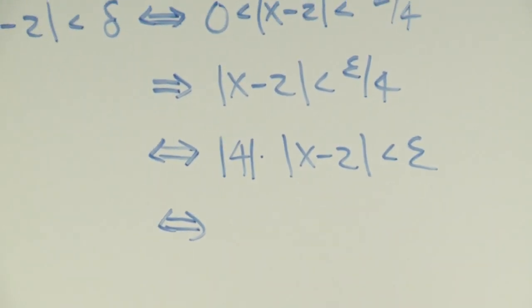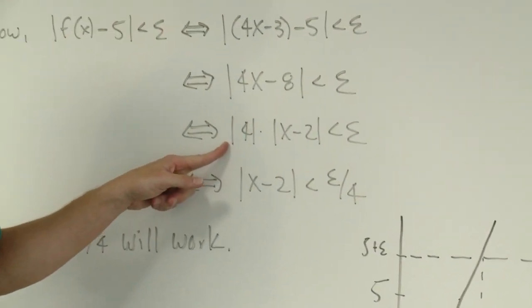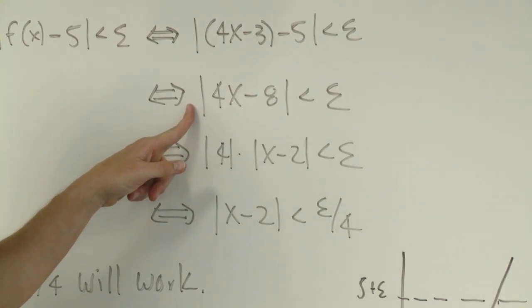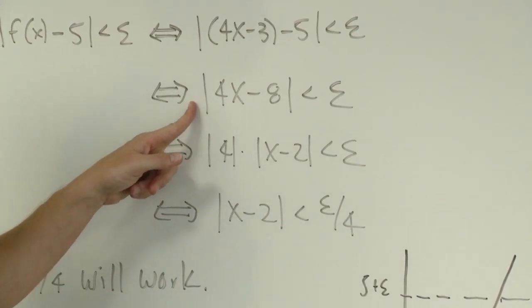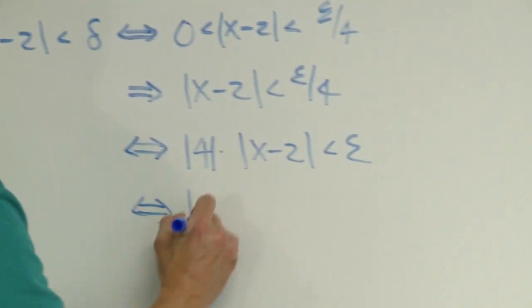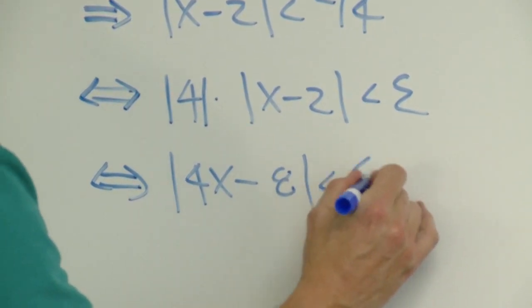So now we're at this point in the scratch work. So what does the scratch work say to do next? Bring that 4 inside, using that same absolute value rule that we talked about last week. So then we get absolute value of 4x minus 8 is less than epsilon.